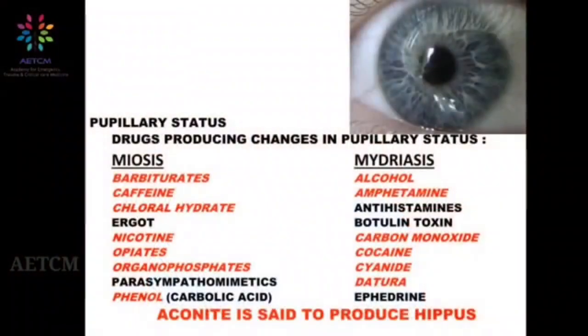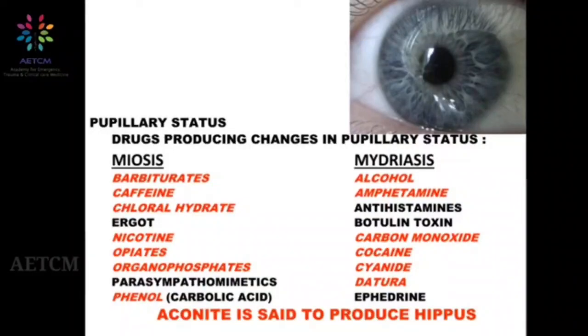Another very important topic, both in the clinical aspect and from an exam point of view, is eye changes. You have your pupillary status, that is a dilatation of the pupil or a constriction of the pupil. Let us see what are the common drugs which cause miosis. Some of the common things you need to keep in mind are barbiturates, caffeine, chloral hydrate, ergot, nicotine, opiates, organophosphorus and phenol. The common among them is going to be your organophosphates.